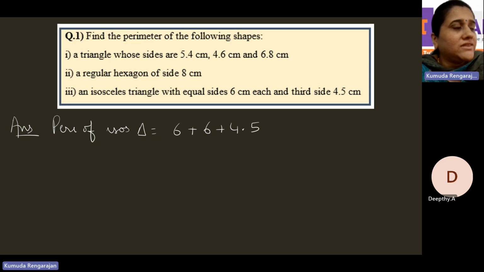If it's an equilateral triangle, since all the three sides are equal, you can write 3 into side. But supposing you forgot the formula, you add the three sides, say 8 plus 8 plus 8. You will still get the same answer. The answer will not change, just that you didn't use the formula. If you use the formula, it will be 3 into side, 3 into 8, 24 centimeters. If you don't use the formula, it will be 8 plus 8 plus 8, 24 centimeters.